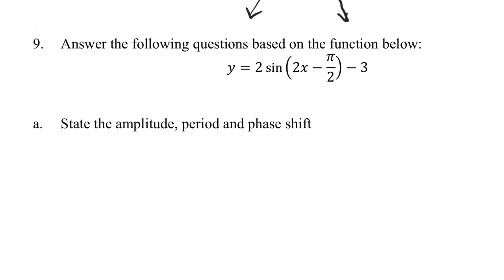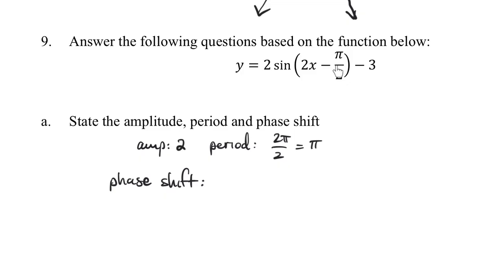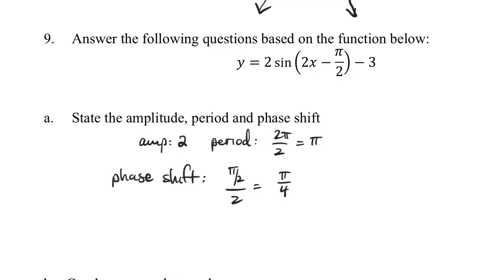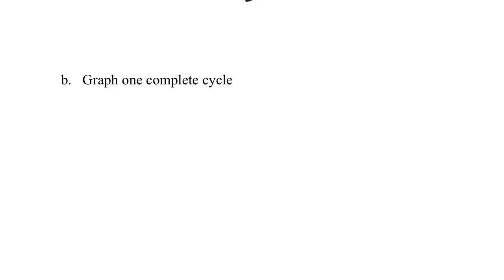Question 9, amplitude is 2, period, 2 pi divided by 2, and the phase shift is the opposite of c divided by b. So this is going to be pi halves divided by 2, which is pi fourths. And then one complete cycle of that.